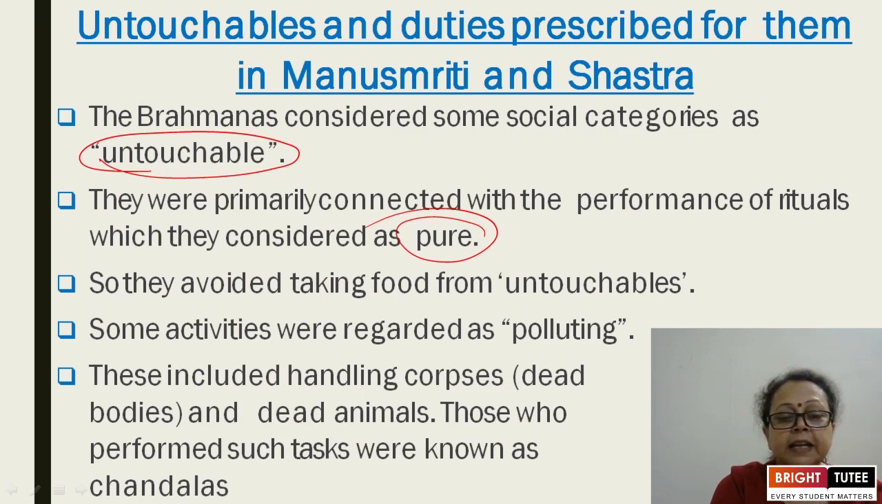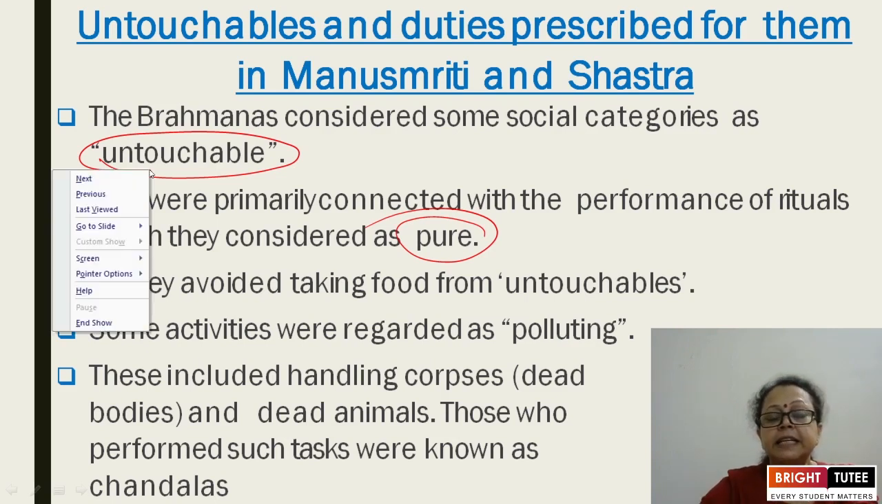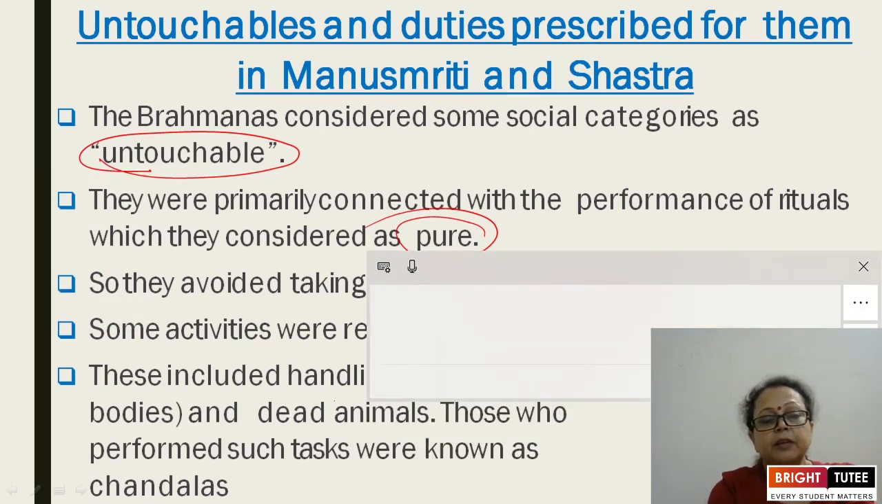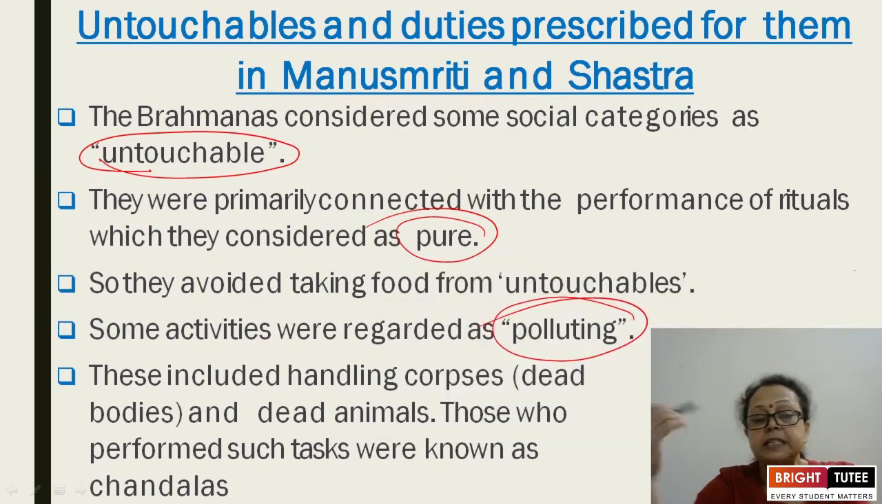Not only were they given the highest position in the social order, but now they were also separating themselves from the common people as they were performing some of the rituals. So they are the pure in society. So they started maintaining distance from the untouchables. Some activities were regarded by these Brahmins as polluting. This way this system was started.